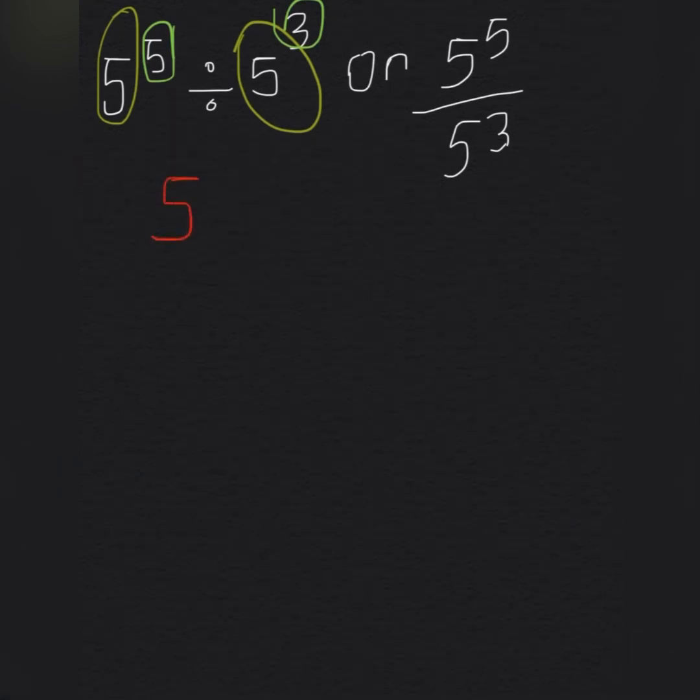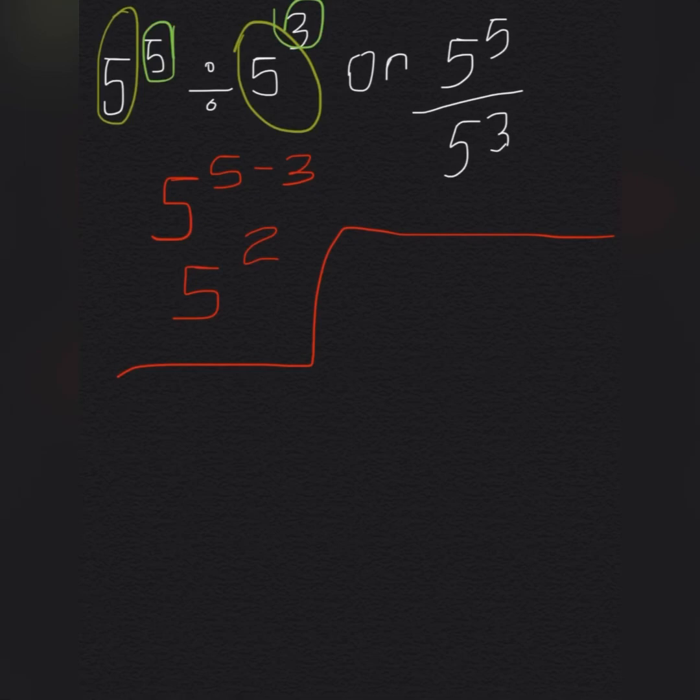And then we're going to subtract our indices, which is 5 minus 3. Now, 5 minus 3 gives us what? 2. So our final answer would be 5 to the second power. Now, we can work it out like this as well. So let's check our answer.